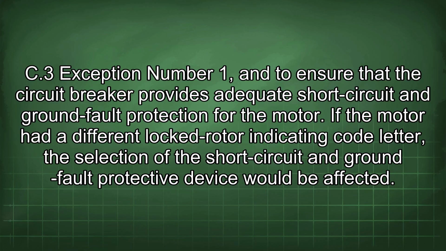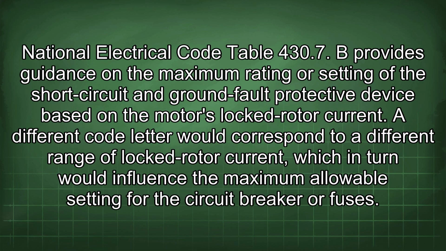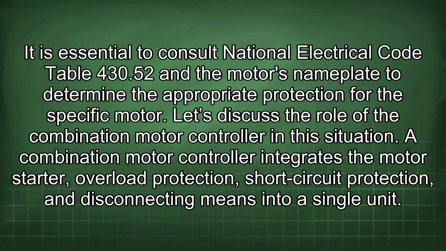If the motor had a different locked rotor indicating code letter, the selection of the short circuit and ground fault protective device would be affected. National Electrical Code Table 430.7 B provides guidance on the maximum rating or setting of the short circuit and ground fault protective device based on the motor's locked rotor current. A different code letter would correspond to a different range of locked rotor current, which in turn would influence the maximum allowable setting for the circuit breaker or fuses. It is essential to consult National Electrical Code Table 430.52 and the motor's nameplate to determine the appropriate protection for the specific motor.